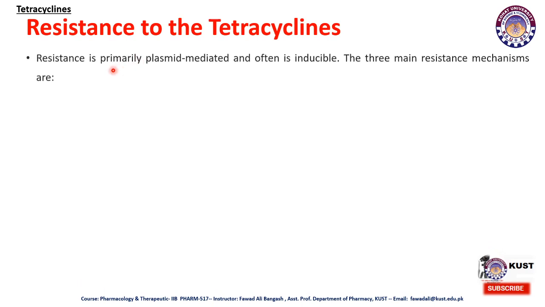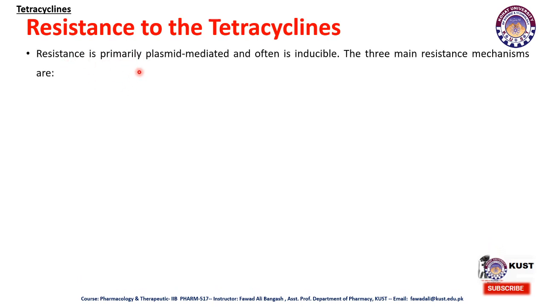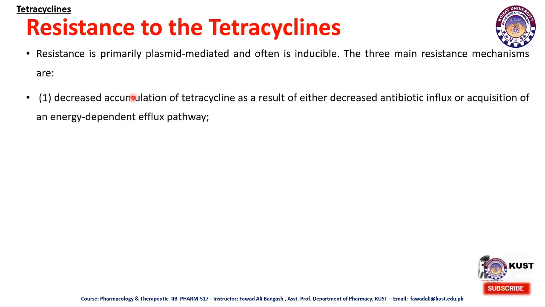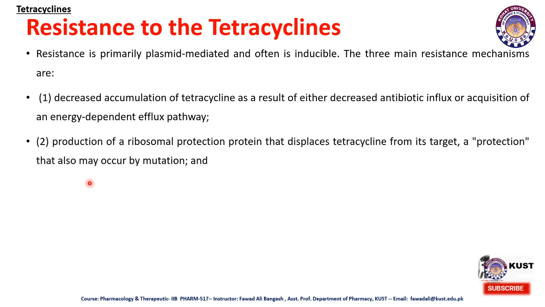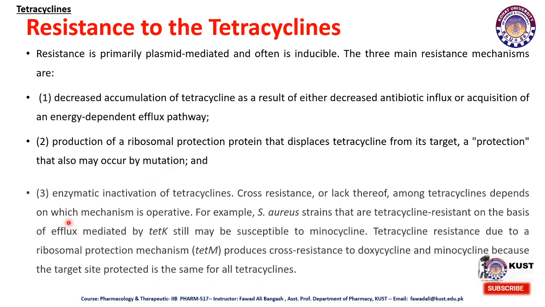The resistance to tetracycline is primarily plasmid mediated and often is inducible. The three main characteristics of the mechanism are: decreased accumulation of tetracycline as a result of either decreased antibiotic influx or an energy-dependent efflux pathway; production of ribosomal protection proteins that displace the ribosome from its target; and protection that may also occur by mutation. Simply, by mutation they have some change in the binding site of the tetracycline.